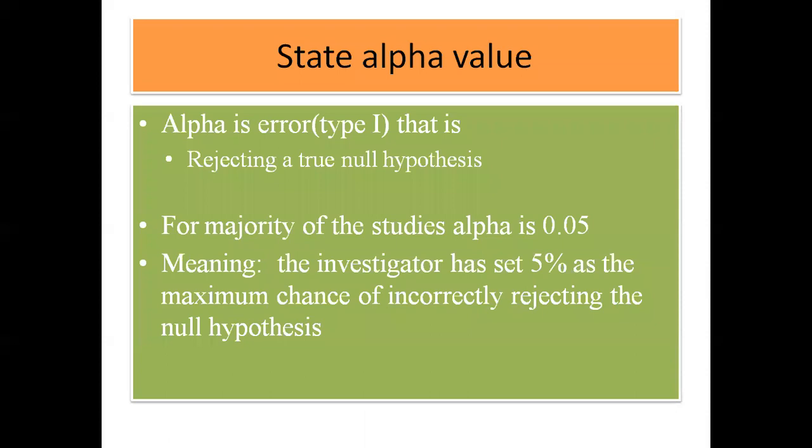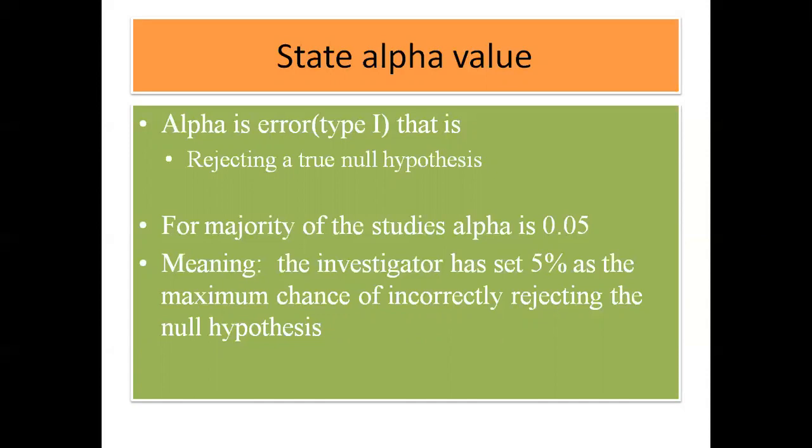Now state the alpha error, the alpha value. Alpha error is a type 1 error, that is, rejecting a true null hypothesis. So always remember that alpha error or type 1 error is rejecting the null hypothesis when it is actually true. Although it is true, even then we are rejecting it. That is the alpha error.